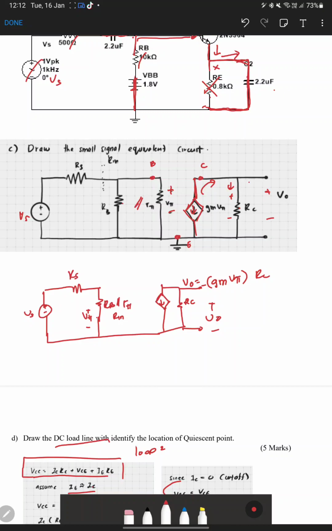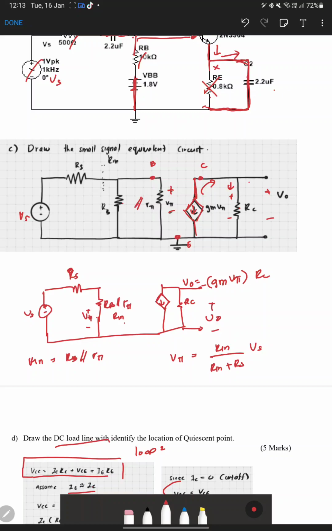So to find the voltage drop here, because the resistances are in series between R in and RS, we need to do the voltage divider. So the voltage divider says V pi equal to R in. R in is equal to RB parallel r pi. So the voltage that we want to find is across R in. So R in over R in plus RS times the VS. Okay.